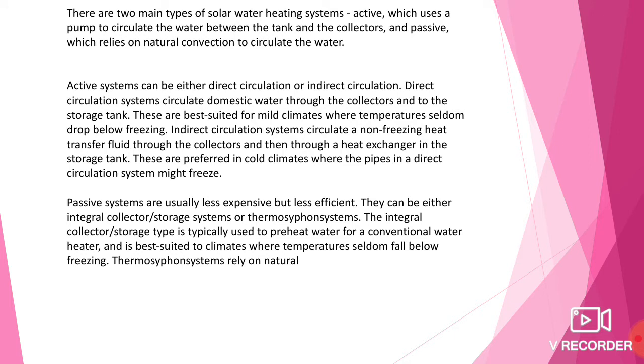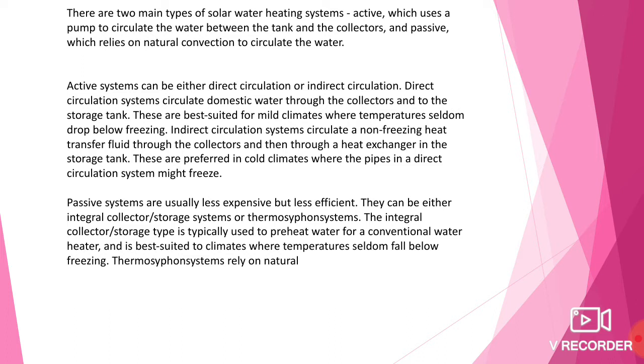As I told you, active, which uses a pump to circulate the water between the tank and the collector, and passive, which relies on natural convection to circulate the water. Before going to those types, the use of solar energy for heating water is in many respects quite similar to its use for heating buildings.